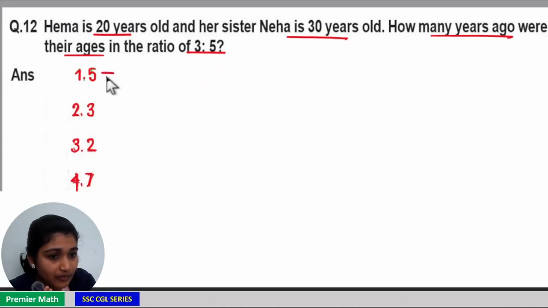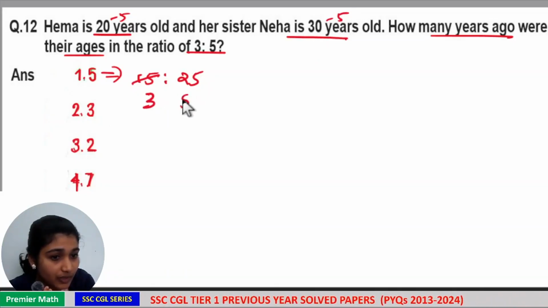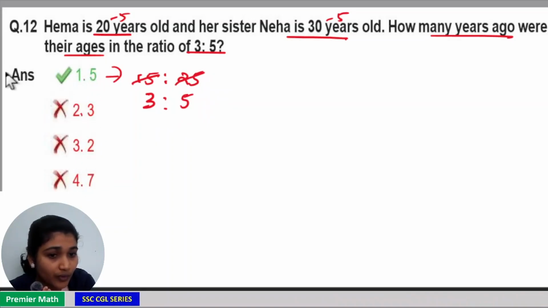First, by option verification. If it is 5 years ago, 20 minus 5 is equal to 15 and 30 minus 5 is equal to 25. If you solve it, 5 goes 3 times in 15 and 5 times in 25. So the ratio 3:5 is correct. Option 1 is your answer. But if you don't have any option, there is a specific way.